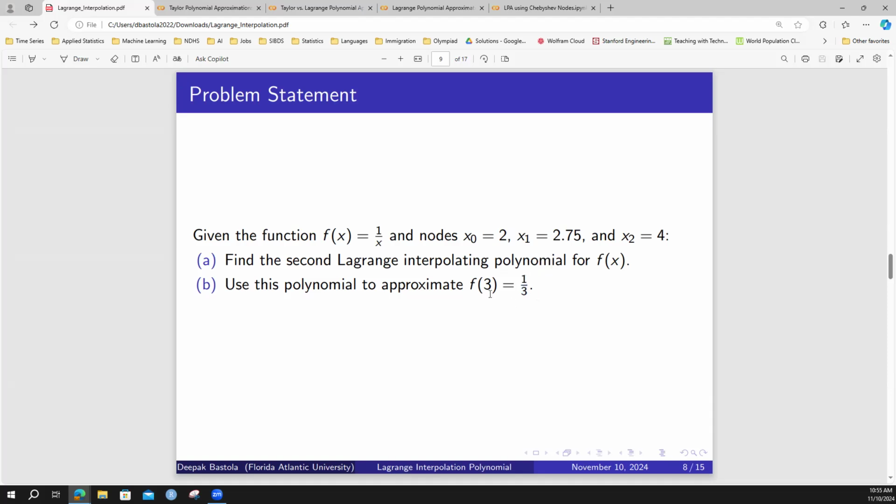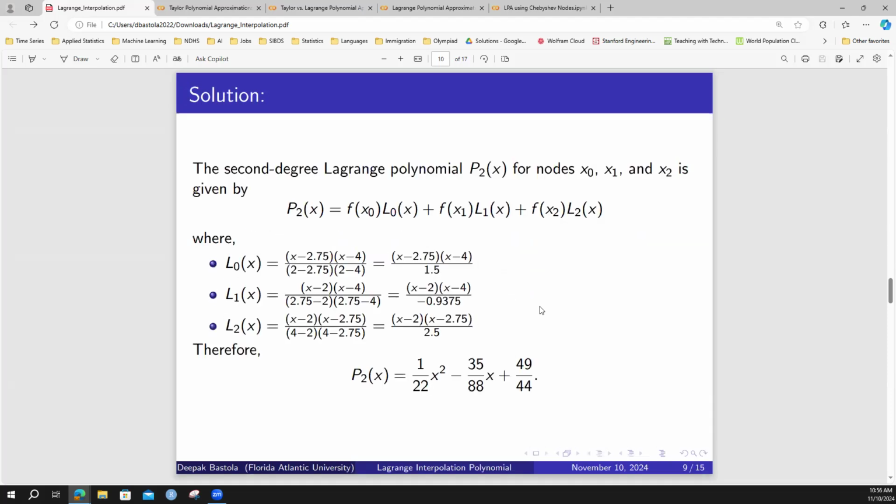Okay, we will be interested to see that. So f of 3 is 1 over 3, sure, but what happens at p3? Is that going to be very close to 1 over 3, or is it far away from that? We will see it. So here we do it.